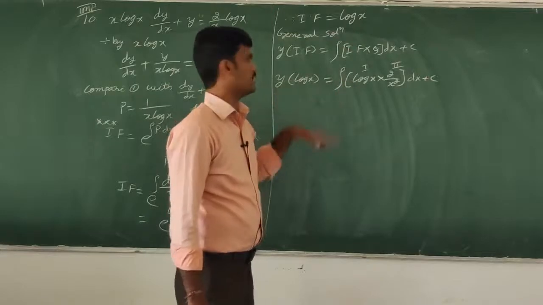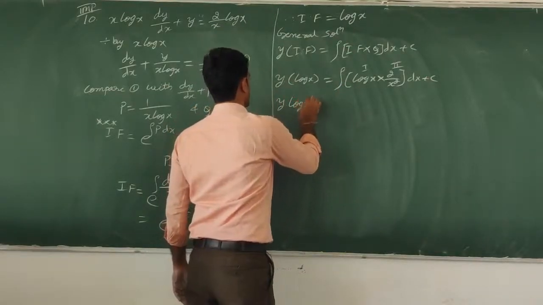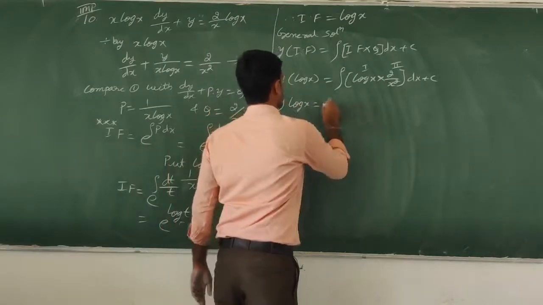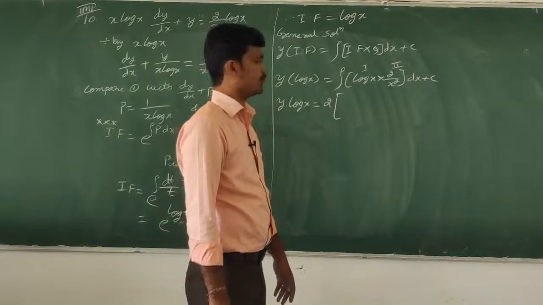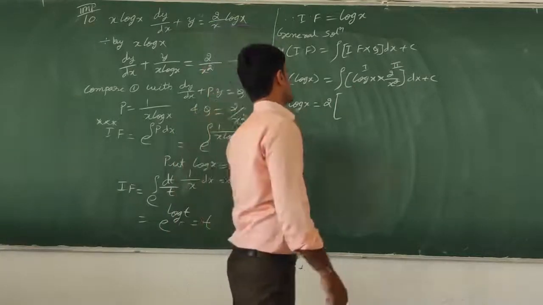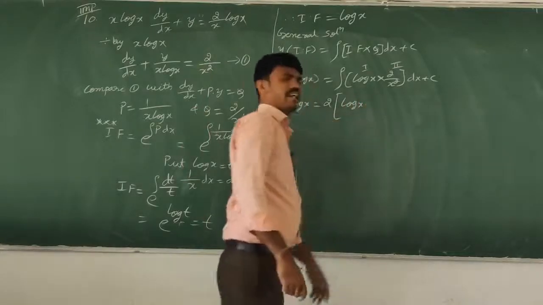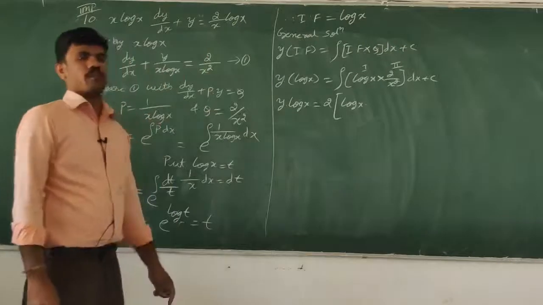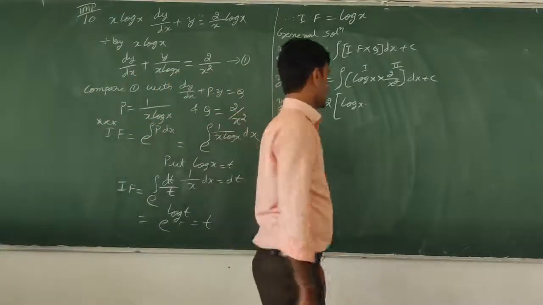So that is our second function. Then y into log x is equal to 2, I have taken outside, put a big bracket, 2 is common. Whatever you are multiplying or evaluating, 2 is the common factor. Okay, first function log x into integration of 1 by x square. What is the value of integration of 1 by x square? It becomes minus 1 by x.